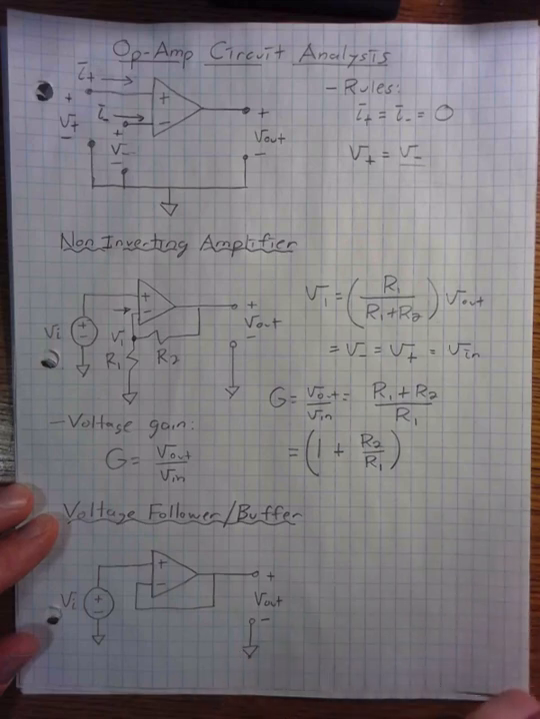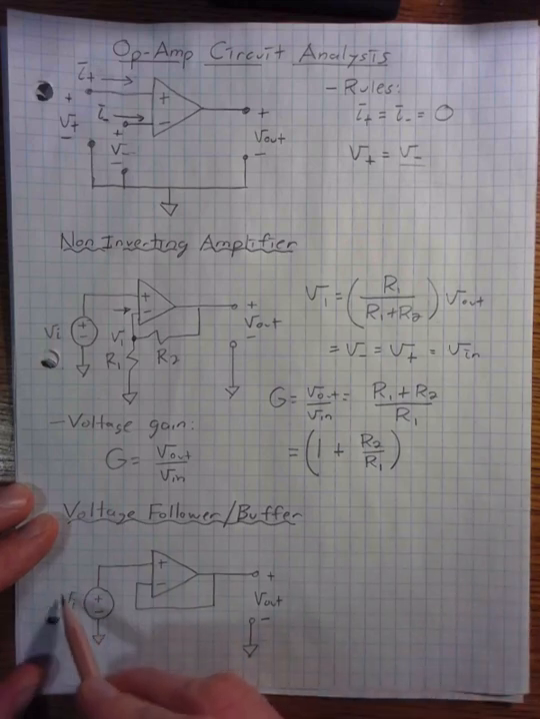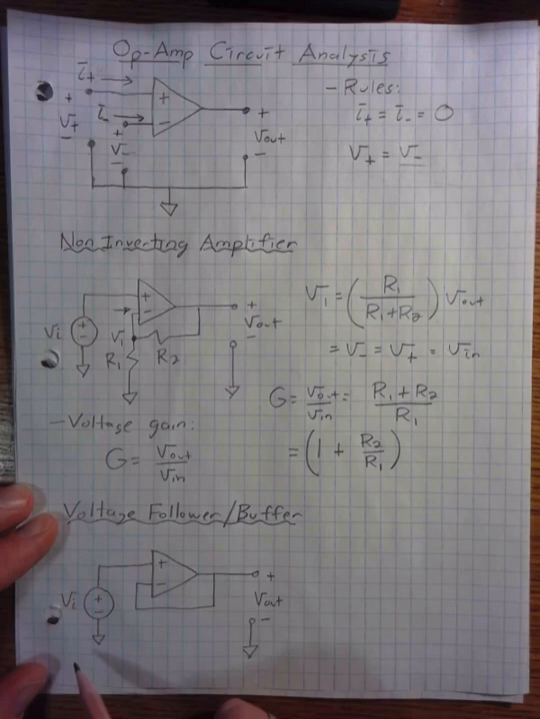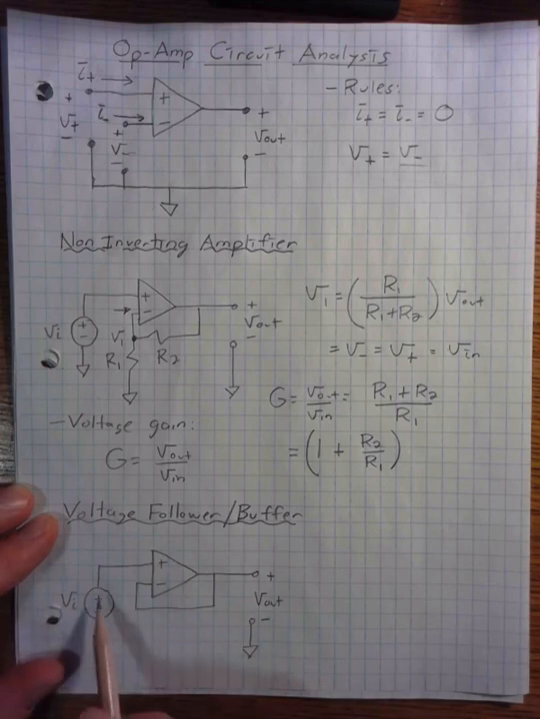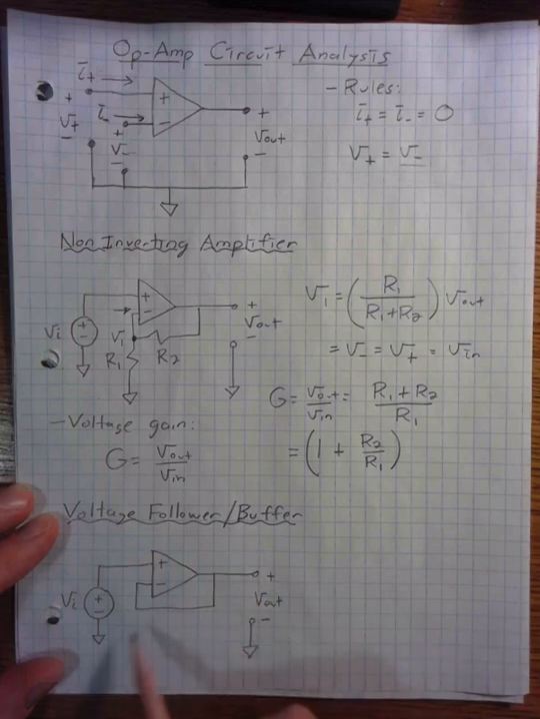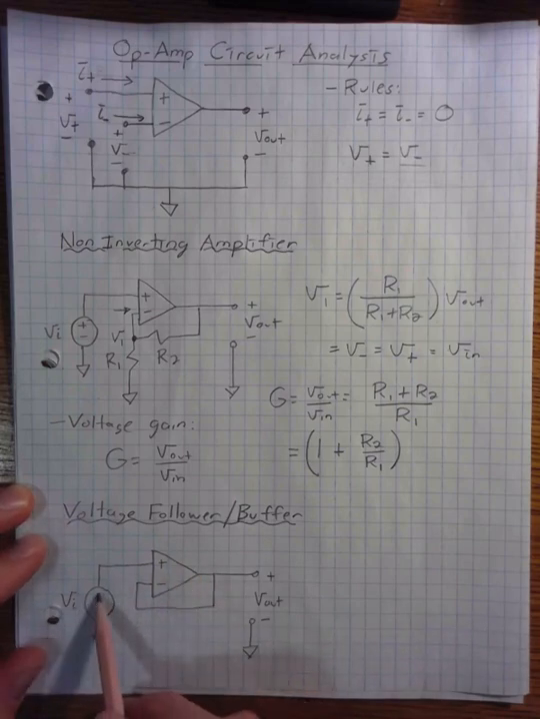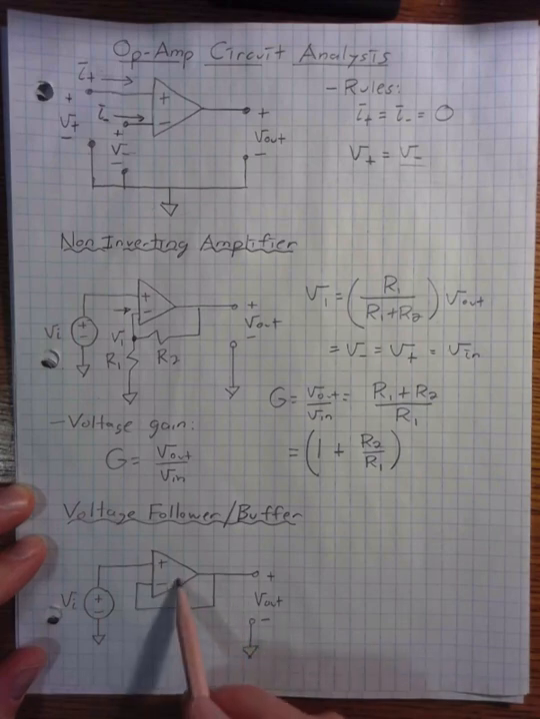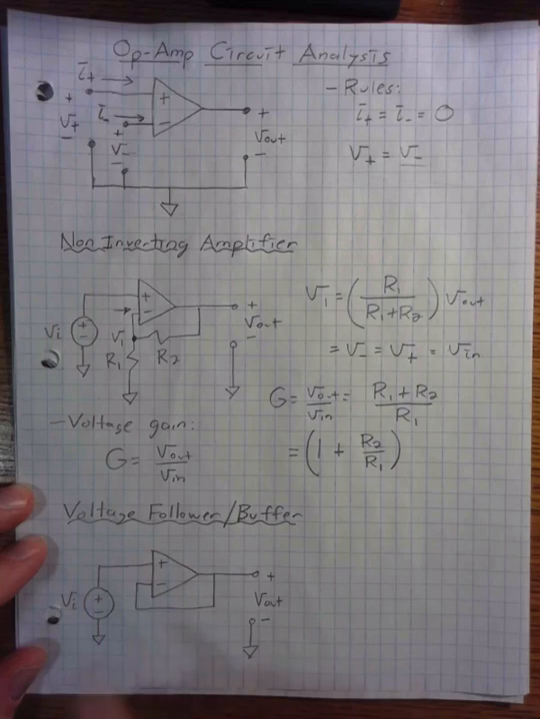So for example, if you're generating your input voltage using a digital to analog converter, usually digital to analog converters can't supply a lot of current to a load. And let's say you want to then use that voltage signal to drive perhaps a speaker, which actually requires a fair bit of current. What you would do is put a voltage follower in between your digital to analog converter and your speaker, and you would select an op-amp that's able to supply a lot of current. That way you could meet the current requirements of your load.